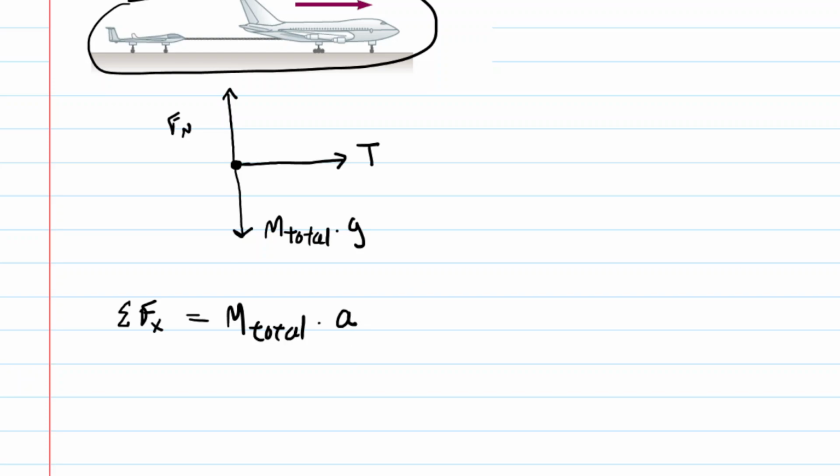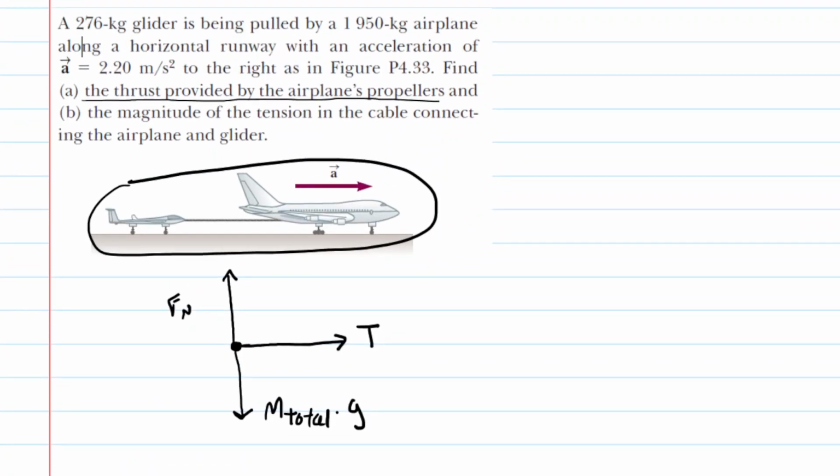Now, the mass of our system is very easy to calculate. All we have to do is add the mass of the glider and the mass of the airplane. And then, of course, the acceleration of this system is given to us as well. It's 2.2 meters per second squared to the right. So let's go ahead and plug those values into our Newton's second law equation.